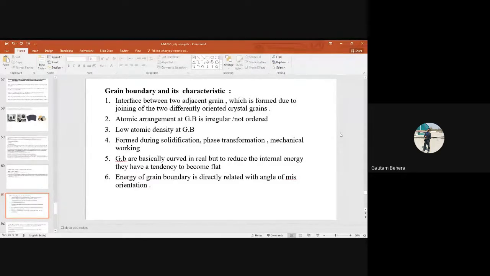Yes or no? Yes, sir. Okay, fine. After sample preparation, you do etching and finally you look at the microstructure. So how can you say which one is the ductile one and which one is harder and stronger?